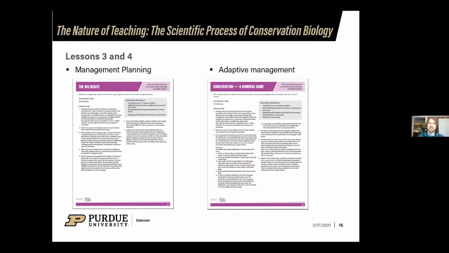They'll start out with lesson 3, where the students will take that information that they learned from lessons 1 and 2, and they'll develop their own management plan, and they will present these management plans to their peers, and then those peers will criticize or constructively criticize them.